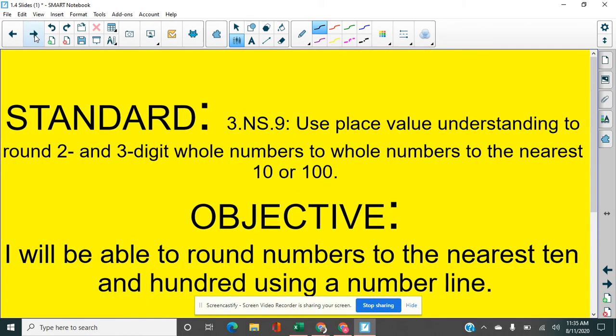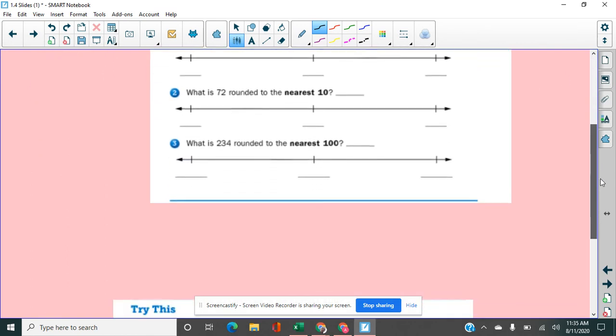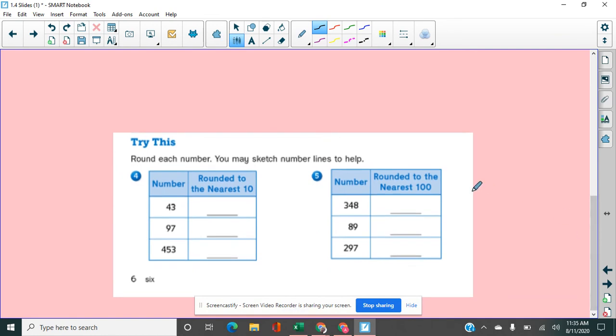All right. There's our objective that we are working on today. This is Math Journal page 6, right? And it goes with lesson 1.4, and you can see that it looks like what we've been doing. You'll get a chance to practice that. Here's the number lines that you have, and then at the bottom, you are going to sketch your number lines, right? So scrap piece of paper or your math notebook would be best actually to sketch those number lines so that you can solve the answers here.